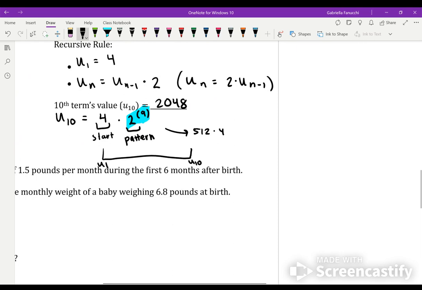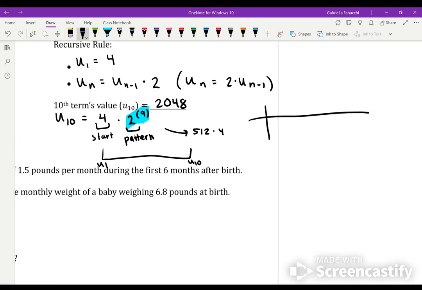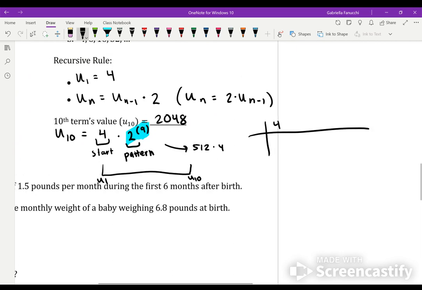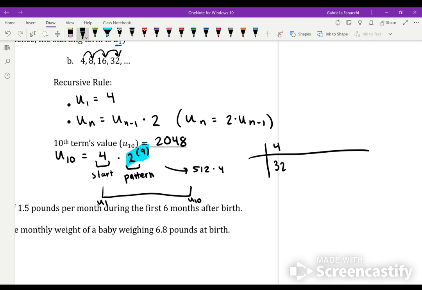Let's double check with the table. So again, I'm going to start at the fourth term. Fourth term was equal to 32. 5, 6, 7, 8, 9, and 10. We should get 2048. So 32 times 2 is 64. 64 times 2 is 128. 128 times 2 is 256. 256 times 2 is going to be 512.